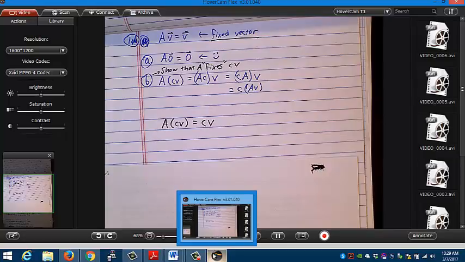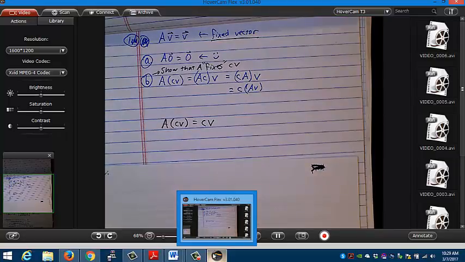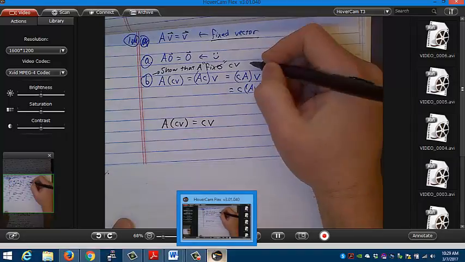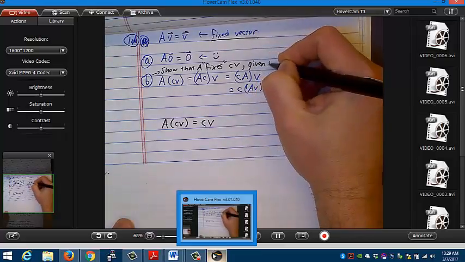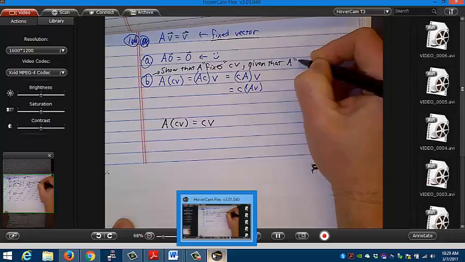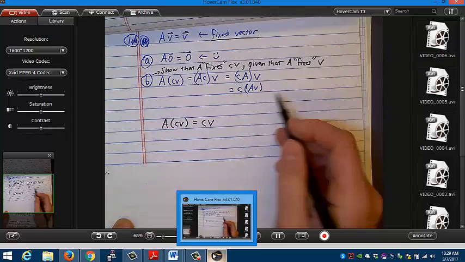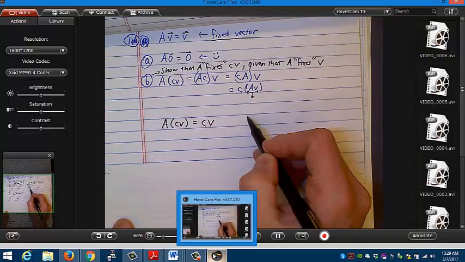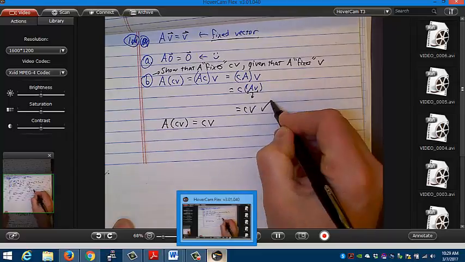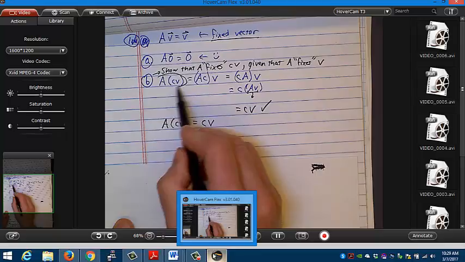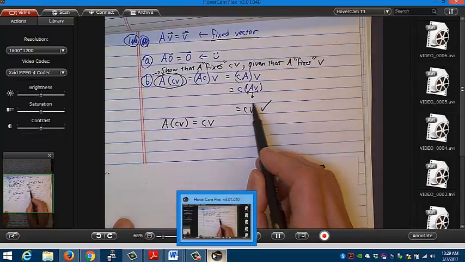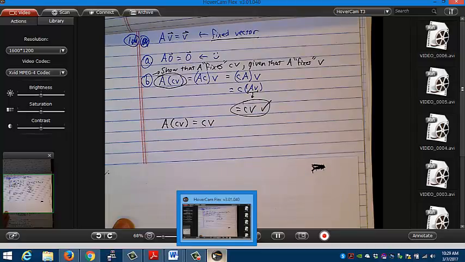Right? And it's funny because you guys did a lot of work in blue here. You were able to show that A times CV is equal to C times AV. And now, what's the given? Given that A fixes what? V. If we know that A fixes V, what's this equal to? V. Done. We showed that A times CV is equal to just CV. You see that?